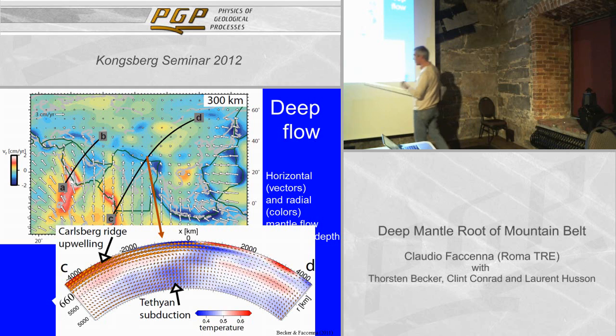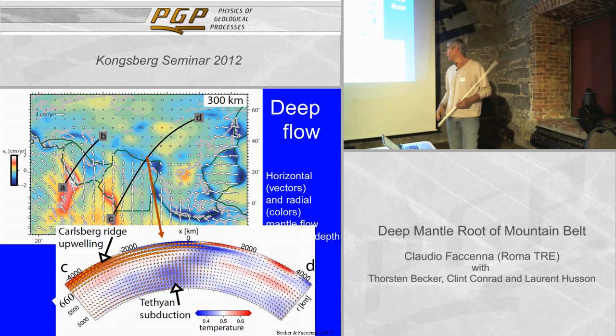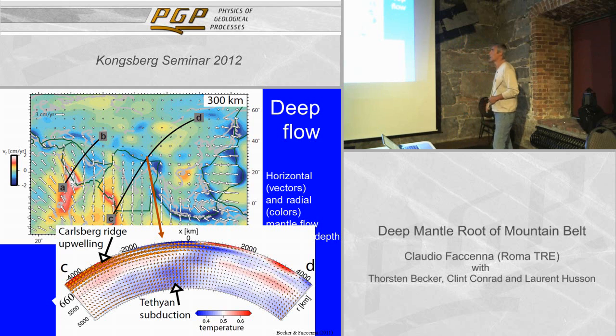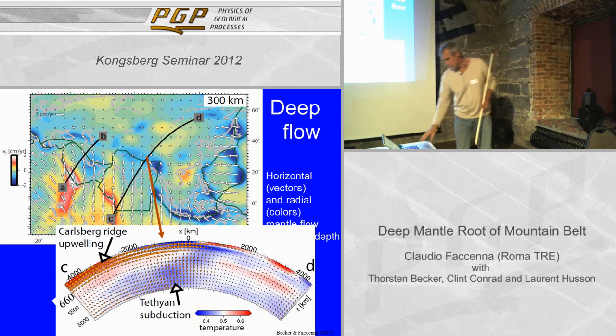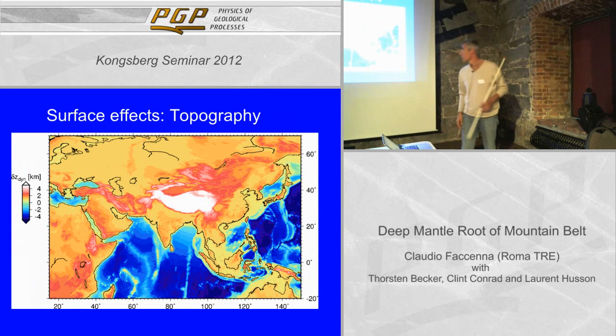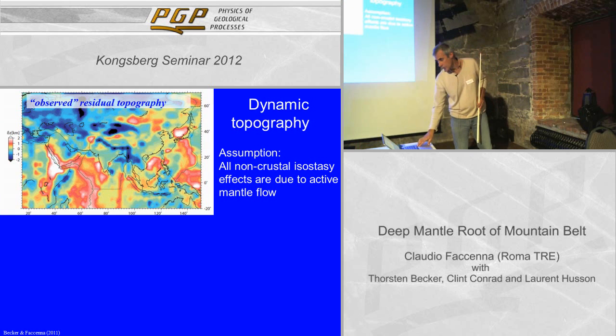Similar, but even more pronounced, is the case for India. You see Carlsberg Ridge here, rising, upwelling fluid, and then you go down, and this is the Tethyan belt, so you go back. So a large-scale conveyor belt. And this can explain how India, in this model, is going north and is colliding. So a surface effect, again, as in the Mediterranean.